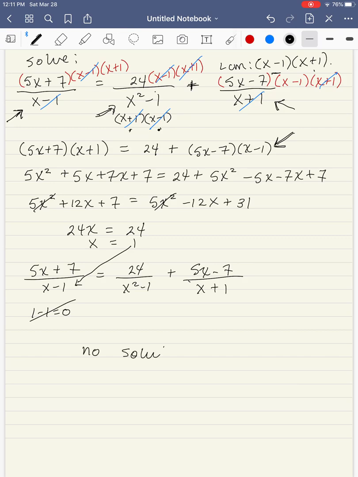So the only solution that I have, x equals 1, cannot be used because it gives division by 0. So that means that this equation has no solution. We didn't do anything wrong. This was the only way to solve it, but then the one number that might have worked we could not use, so we have no solution.